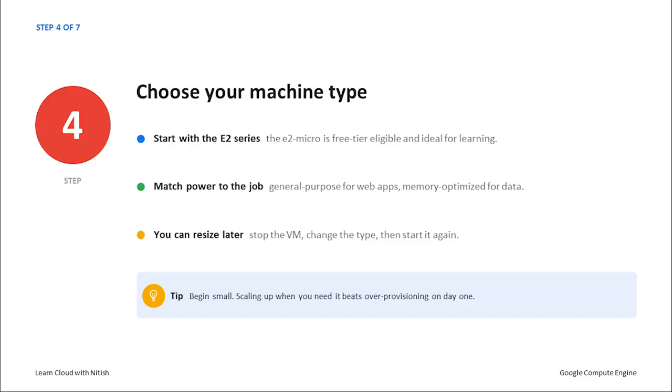As your needs grow, you match the machine to the job. General purpose types for web apps and APIs, memory optimized for data heavy work, compute optimized for serious processing. And here's the reassuring part, you are not locked in. If you outgrow your machine, you simply stop the VM, change the type, and start it again. So there's no pressure to get this perfect today. Begin small. Scaling up when you actually need it is always cheaper than over provisioning on day one.